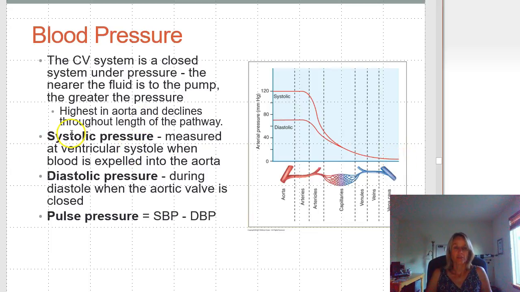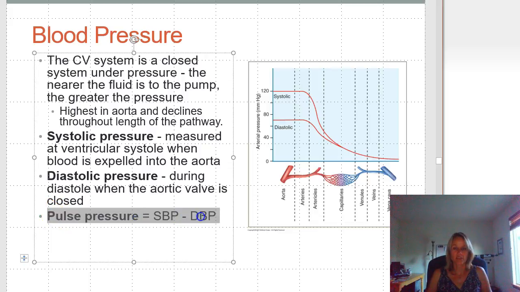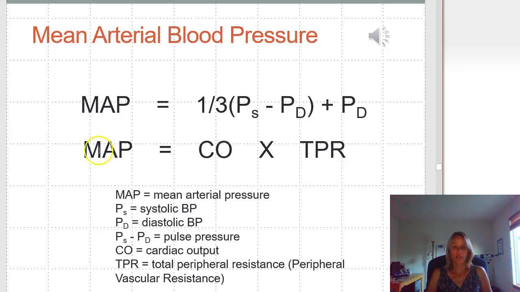The systolic blood pressure is measured during ventricular systole. The diastolic blood pressure is measured during ventricular diastole. And the pulse pressure is the difference between the systolic blood pressure and the diastolic blood pressure. And you can see the pulse pressure is great in the aorta, and then that evens out as we reach the small blood vessels. So let's look at the mean arterial pressure.